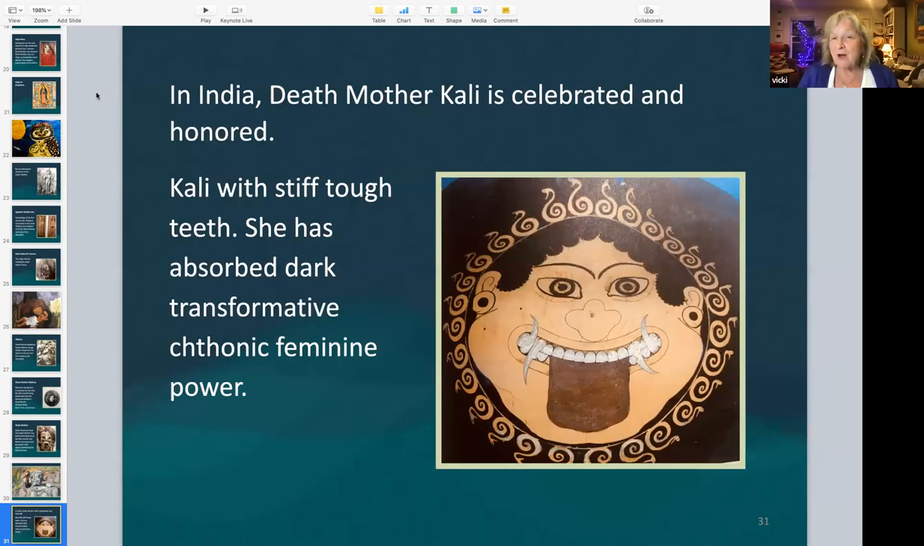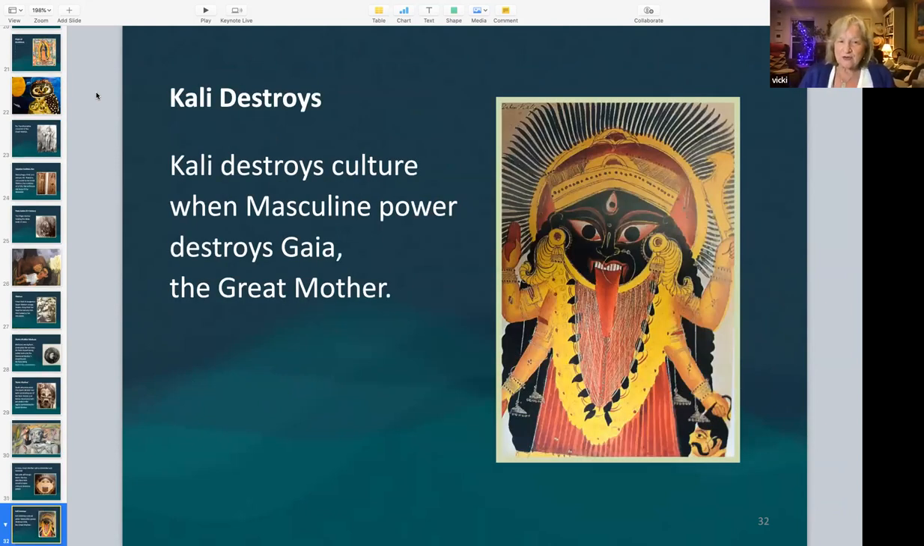In India, the death mother Kali, which we're all familiar with, is celebrated and honored. Kali with her stiff tongue and her teeth. She has absorbed the dark, transformative, again, that word, chthonic feminine power. Okay. Kali destroys, but she destroys with a purpose. She destroys when masculine power destroys Gaia, the great mother. And we can see that happening all over in what's happening in our world and on the earth right now.